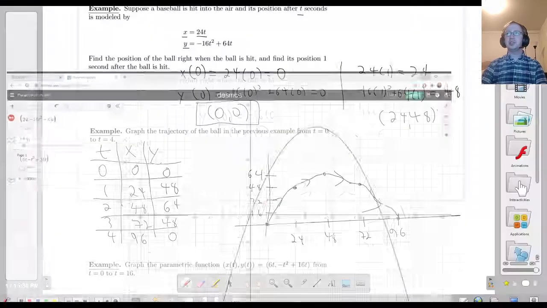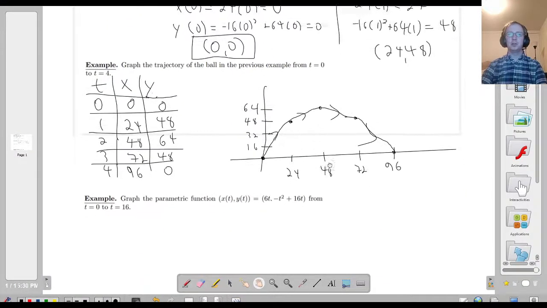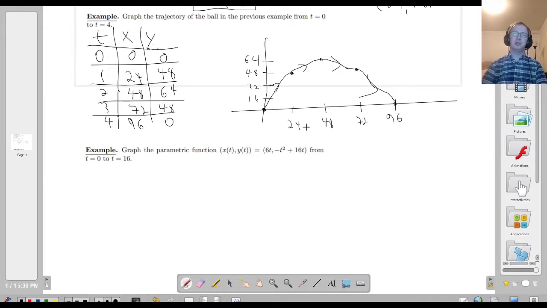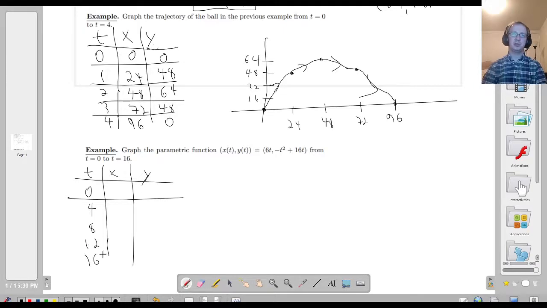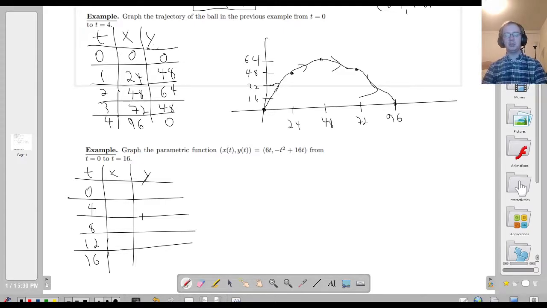Now, I want to show this as a comparison to another example. We're going to graph another parametric function, and it looks a little different, but it's the same idea. X is 6t, y is negative t squared plus 16t. And I'm supposed to graph that from t equals 0 to t equals 16. So once again, I'm just going to make a little table of values. I do not have to plug in every single number, just enough that I can kind of connect my dots. Okay, so I'll just pick some numbers along the way and plug them in. Okay, so I encourage you, go ahead and fill in this table yourself. Pause the video, then unpause and see if we got the same numbers.